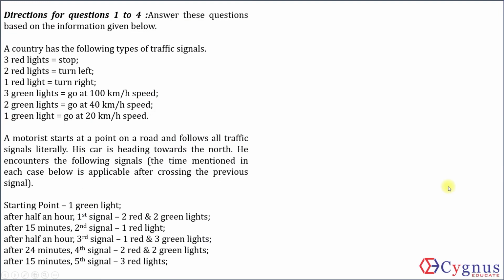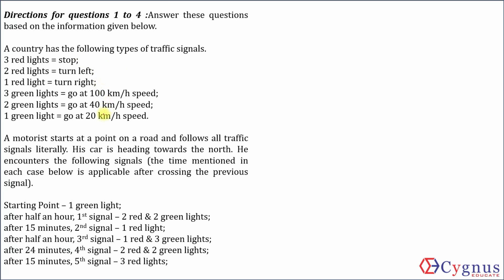Okay, a country has the following types of traffic signals. 3 red lights, 2 red lights, 1 red light denote whether a driver should stop, turn left or turn right. So that means the red lights indicate direction, whether I want to stop or go left or go right will be decided based on whether there are 3 red lights, 2 red lights or 1 red light.